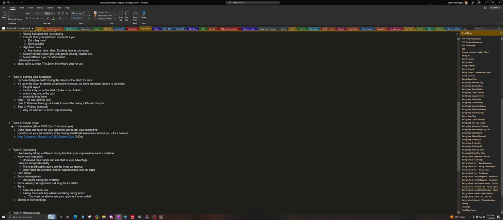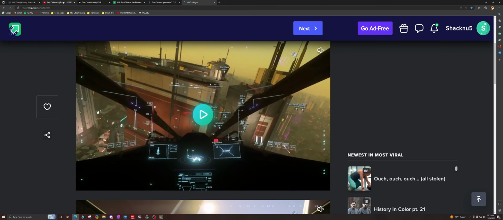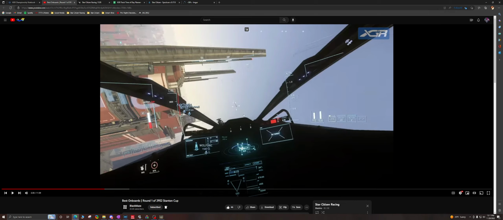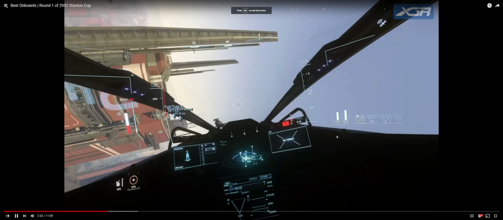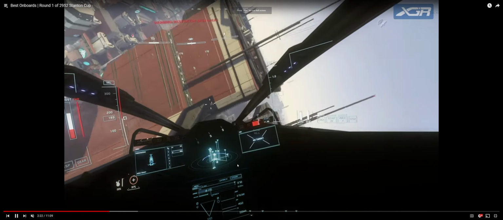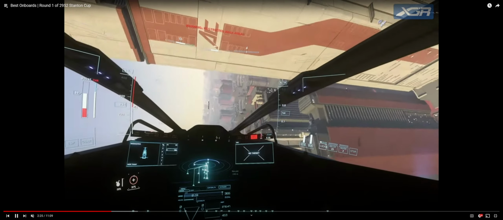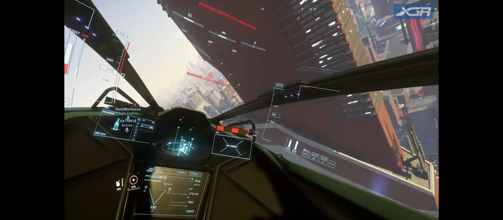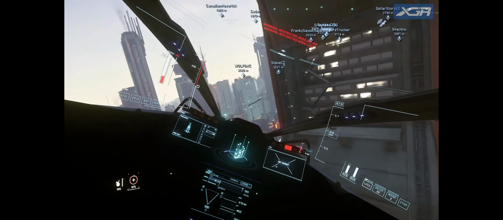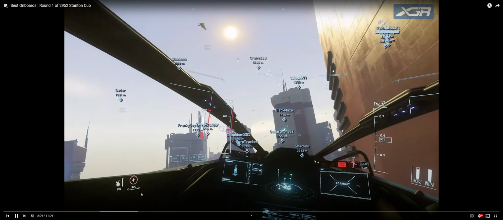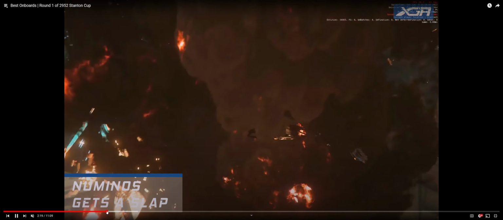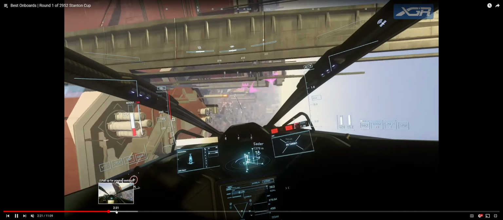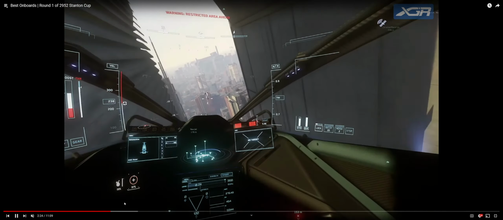So I want to show you an onboard of round one. This is an example of someone who was too focused on their opponent in front of them, and they ended up crashing because of it. So this is the XGR Club track, one of the best tracks, if not the best track, amongst all the racers. You could see right there, this individual took a peek at the person in front of them. So generally want to avoid doing that.